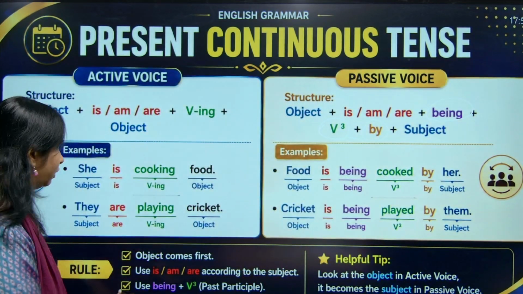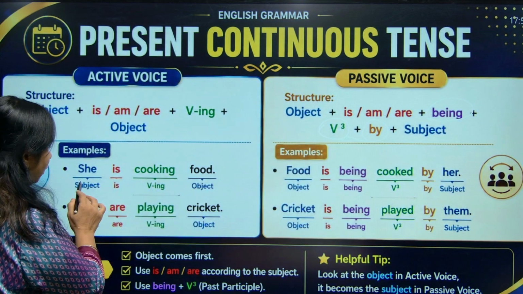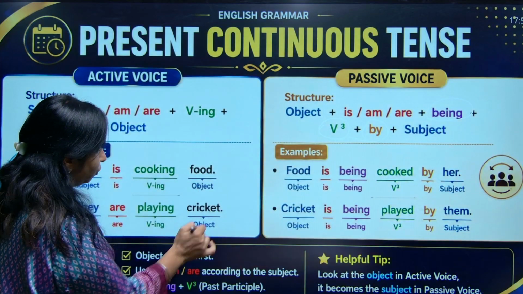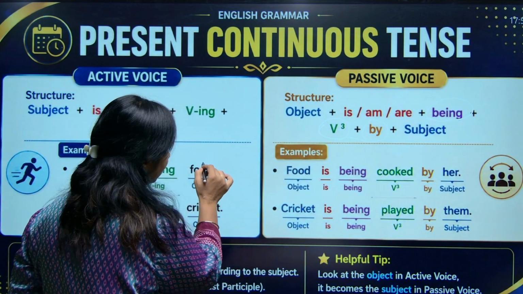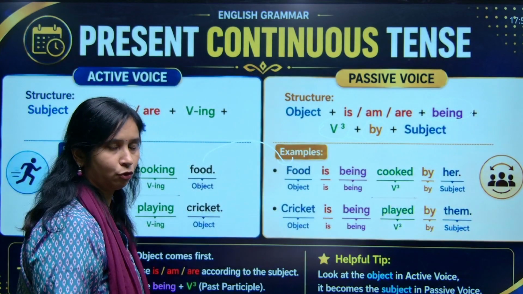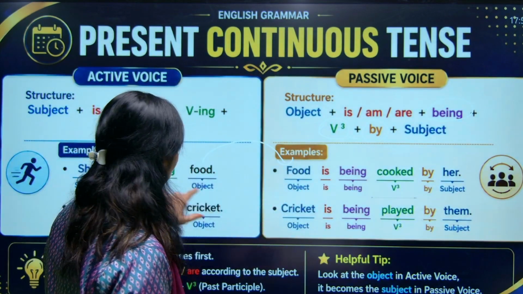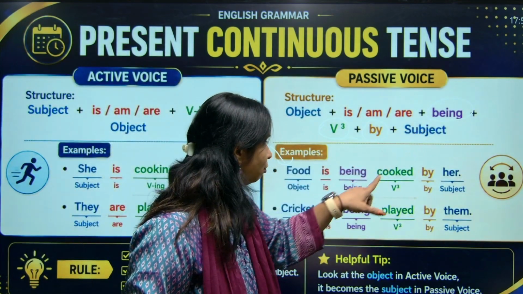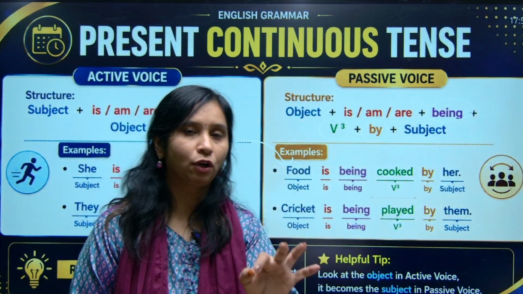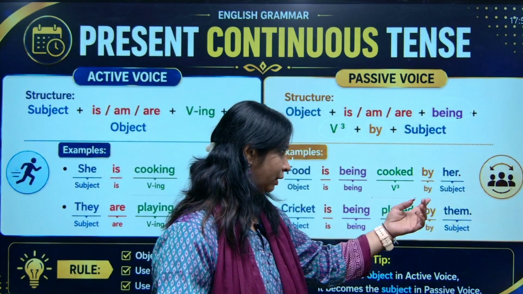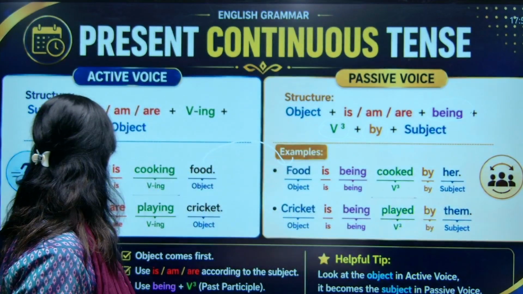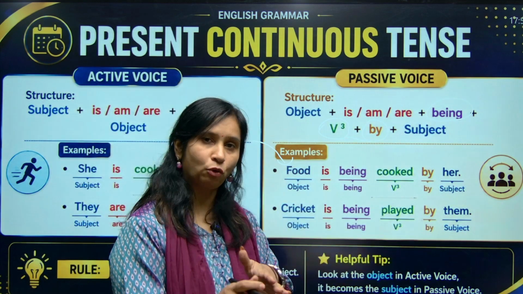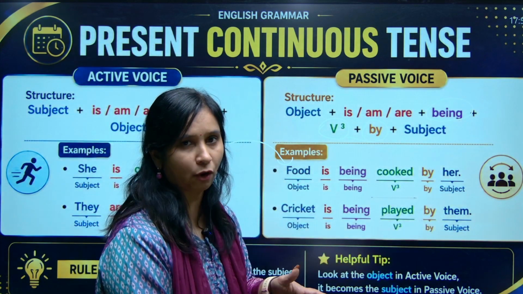For example, she is cooking food. She is singular, so we have used is, and cooking, ing, the food. How will it be changed? The subject has been swapped with the object. Food is, because food is singular, so we use is. Being, as we have stated, and the verb's third form: cook, cooked, cooked is the past participle. By her, because the pronoun also changes: she becomes her.